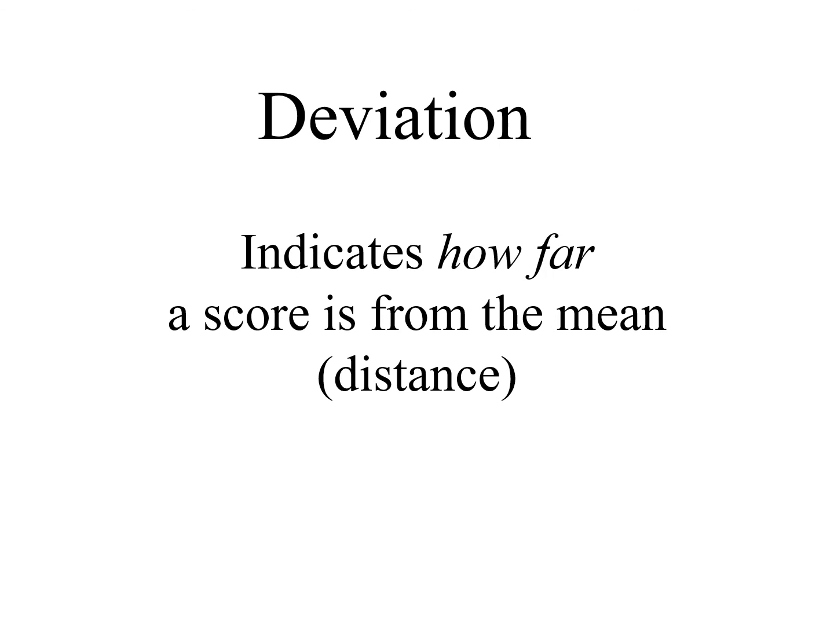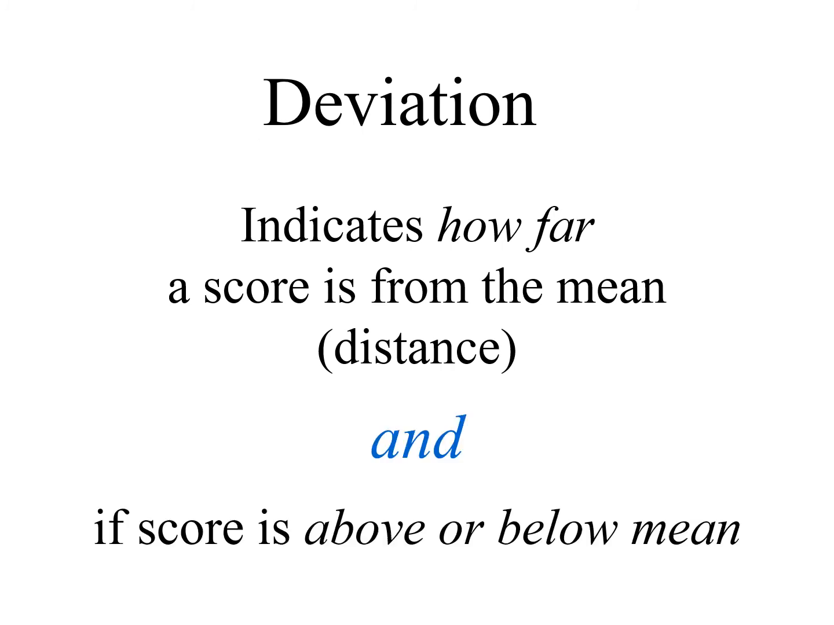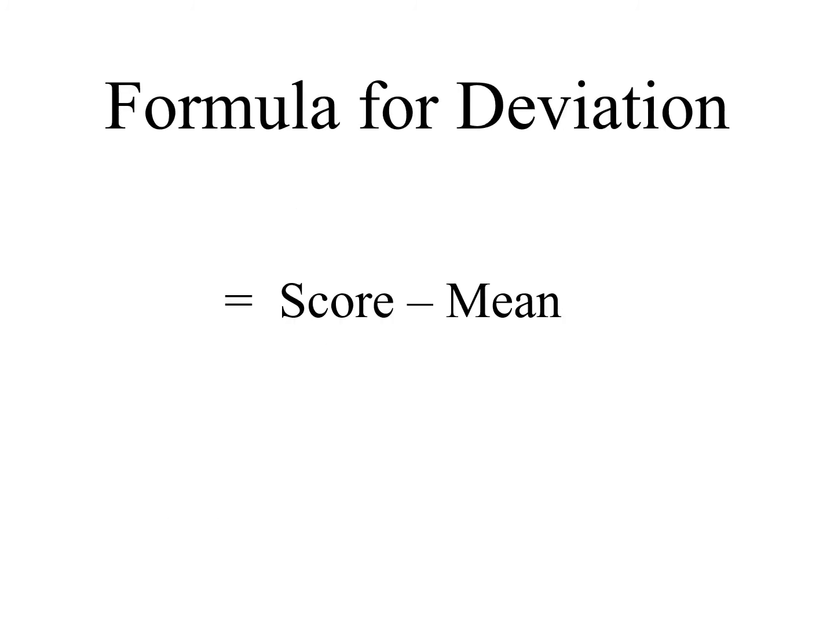A deviation indicates how far a score is from the mean. That is, as soon as we see the deviation, we know the distance from the mean. And the deviation indicates whether a score is above or below the mean, because depending on whether the deviation is positive or negative, that tells us whether the original score was above or below the mean. The formula for deviation is super simple. We just subtract the mean from the original score.